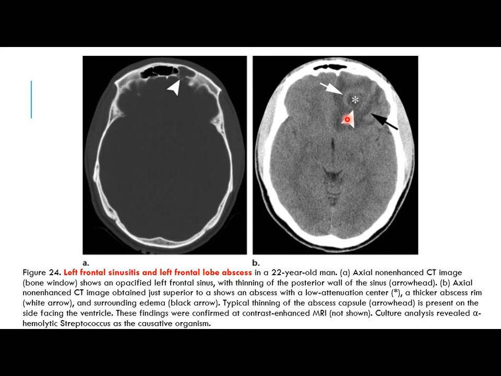And this is a typical thinning of the abscess capsule, present on the side facing the ventricle. There is a thinning of the abscess capsule. And these findings are confirmed with the MRI actually. And the culture revealed that there is a Streptococcus infection as the causative organism.